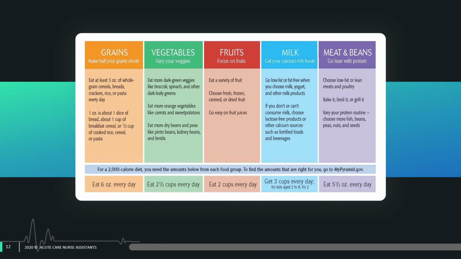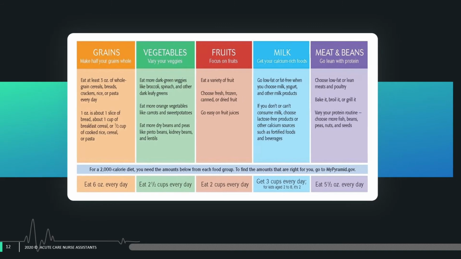Meat and beans. Go lean with protein. Choose low-fat or lean meats and poultry. Bake it, broil it, or grill it. Vary your protein routine. Choose more fish, beans, peas, nuts, and seeds. Eat 5.5 ounces every day.